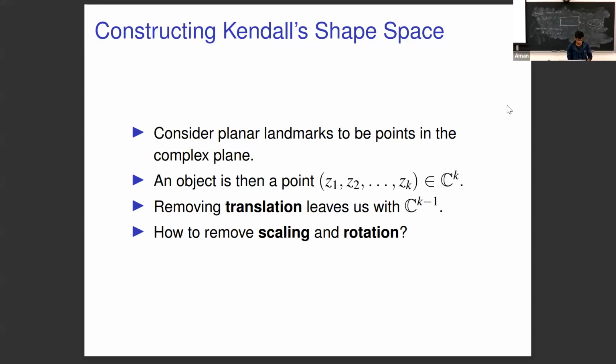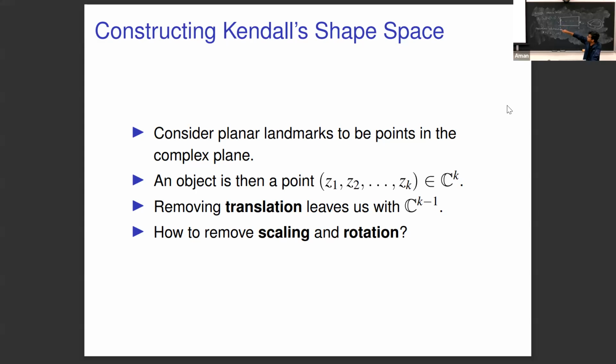Okay, so let's get back to constructing the Kendall shape space finally. All right. So again, consider the 4 steps. The first step is to consider planar landmarks to be points in the complex plane, right? So there are 2 ways of embedding things in Kendall shape spaces, and we'll look at both of them. The first one is through complex numbers and complex math, and this is that method. And the second one we'll look at as an alternative method which uses orthogonal Procrustes analysis, and we'll talk about that as well. So this one is using complex planes.